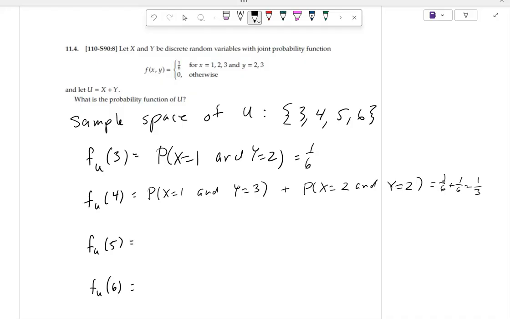How can you get 5? 2 and 3 or 3 and 2, so that probability would also be 1/3. And finally, how can you get 6? 3 and 3, which would give you just 1/6. These all better add up to what when I'm done? 1. And I do get 1 here.